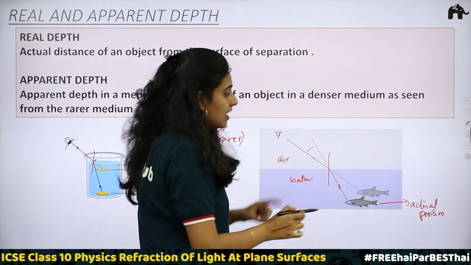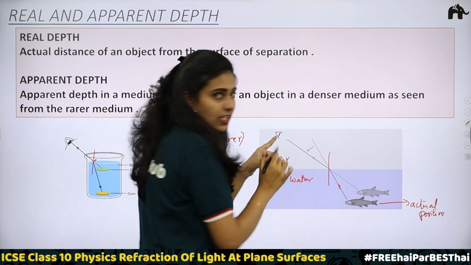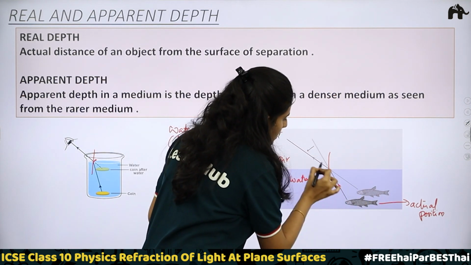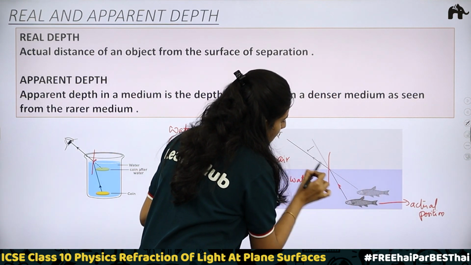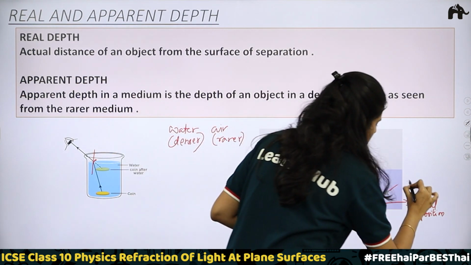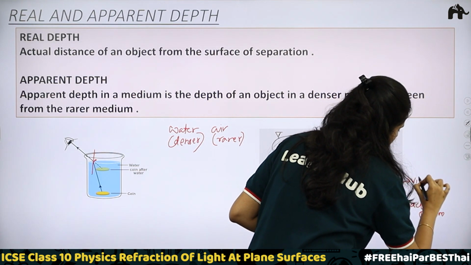This is a refracted light. This refracted light will reach your eyes. And you will be able to see the fish at a point which is obtained by extending this refracted ray. So this is the new position, or the virtual position, you can see.